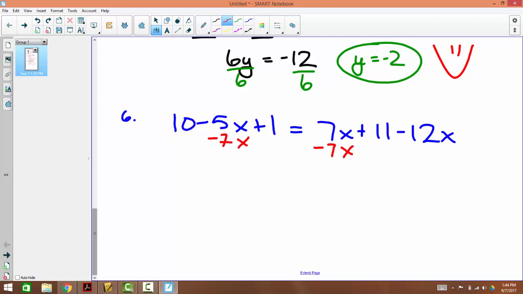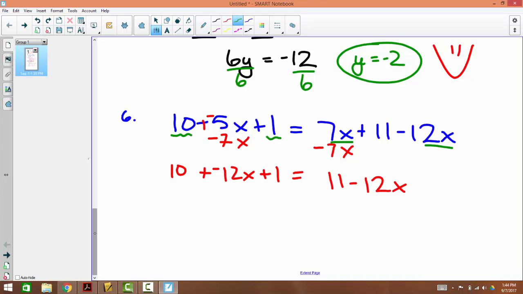I'll do this in individual steps. I'm also going to make the plus a negative. So plus negative 12x plus 1 equals 11 minus 12x. It would have been a really great idea to put the x's together and to put the numbers together also. This doesn't have to be your first step. This is just what I would do.